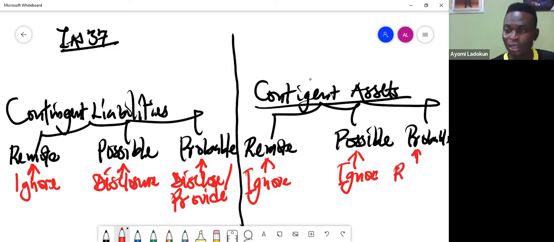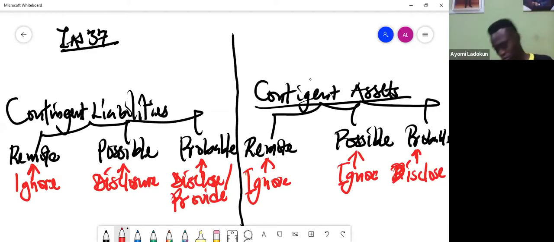Then, if a contingent asset is probable, you can now disclose. You can disclose because a contingent asset can't be recognized as an asset. It has to be a normal asset before you can recognize it. So what you do is disclose, except if it's more than 90% chance or almost 100% that it is going to crystallize into an asset. Then you can recognize it as a normal asset. But this is what the standard is saying.